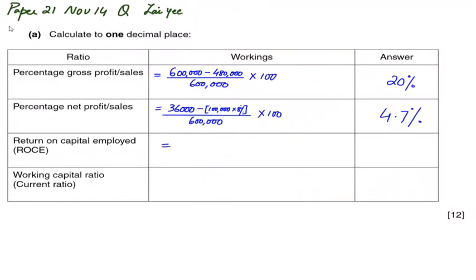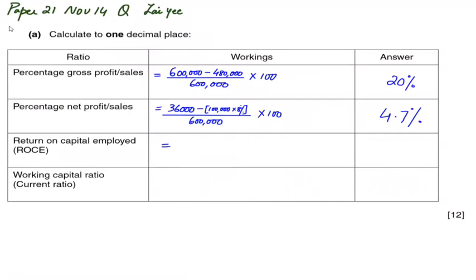Then we have ROCE, return on capital employed. So the formula is return in the numerator and capital employed in the denominator. So what is basically return? Return is profit. So the question here arises, what profit will be taken, whether it will be profit before interest or whether it will be profit for the year, that is after interest.